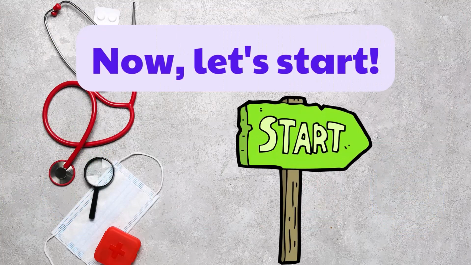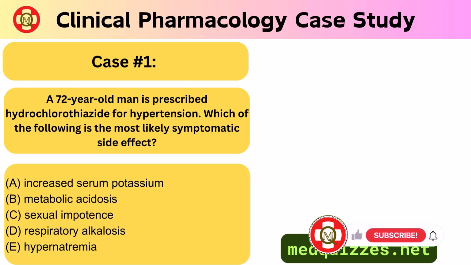Now, let's start. Case 1. A 72-year-old man is prescribed hydrochlorothiazide for hypertension. Which of the following is the most likely symptomatic side effect? A. Increased serum potassium. B. Metabolic acidosis. C. Sexual impotence. D. Respiratory alkalosis. E. Hypernatremia.